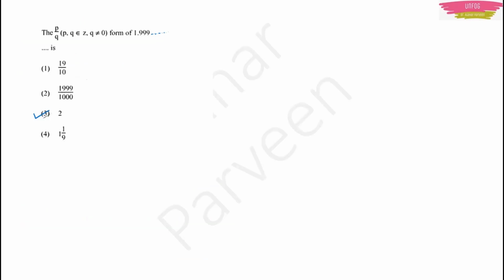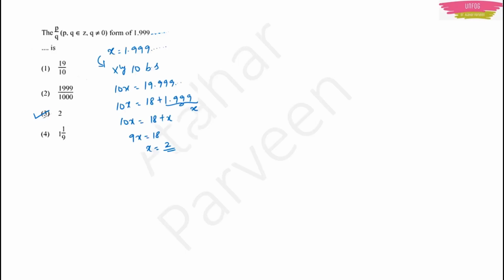Now let's take an example and understand. P by Q is there. It is given in one form, that is rational form. This is equal to 1.99. Then we have to find x. What we did, we multiplied both sides by 10 because the decimal point was only after one number. So we multiplied by 10. Then again we found the value of x. So this type of question they may ask.